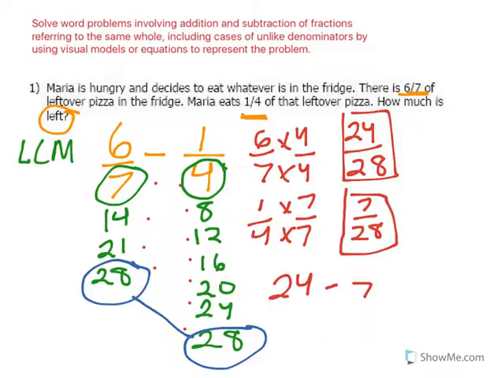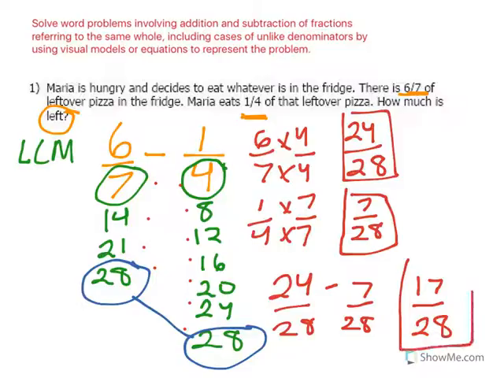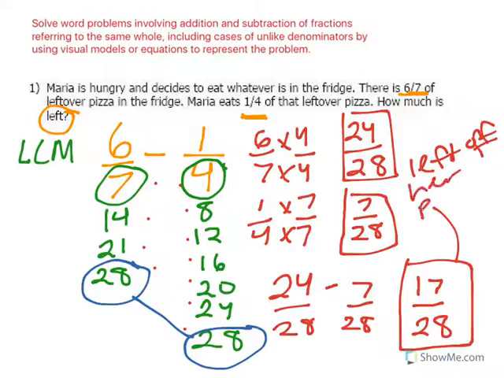minus 7 all over 28. We subtract that to get 17 over 28. So Maria had 17/28 left of her pizza.